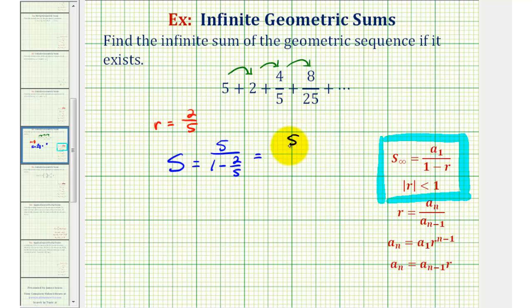Well, 1 is the same as 5/5. 5/5 minus 2/5 is equal to 3/5. So now we have 5 divided by 3/5. Let's write this as multiplication. So instead of 5, we'll have 5 over 1. Then instead of dividing by 3/5, we'll multiply by the reciprocal, which would be 5/3. Which means our infinite sum is equal to 25/3.